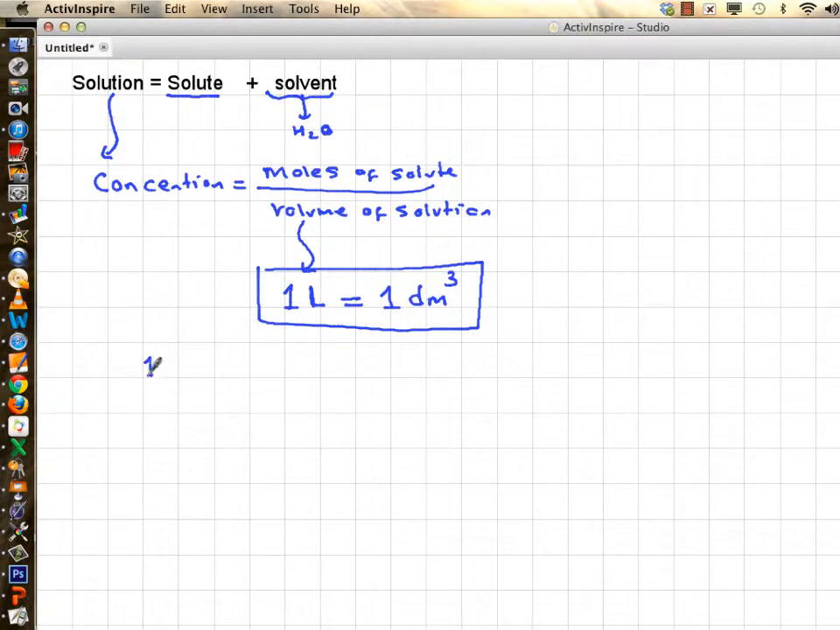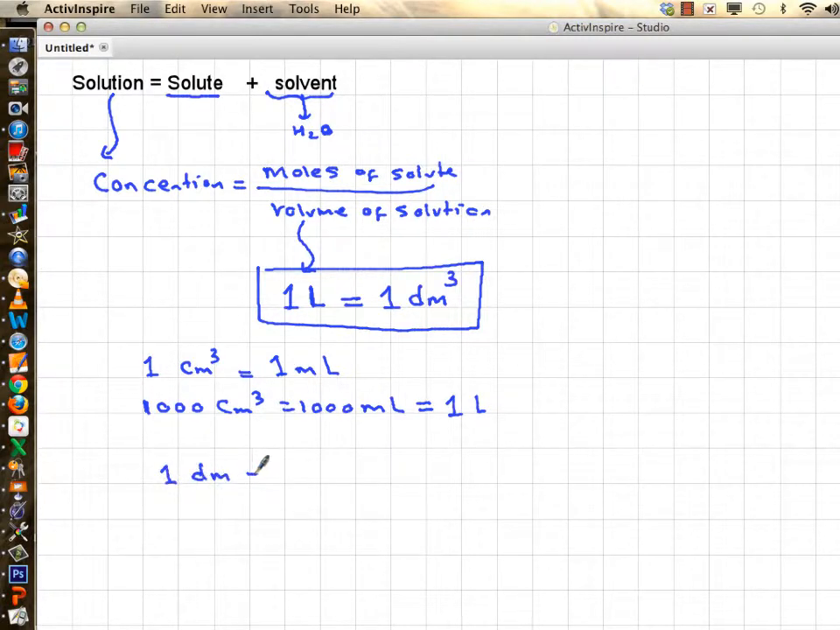We all know that 1 centimeter cube is the same as 1 milliliter. We also know that 1000 centimeter cube is equal to 1000 milliliter, which is equal to 1 liter. Now let's see what else we can do. 1 decimeter, dm, is rather 10 centimeter. We all agree on that. Let's just cube both sides.